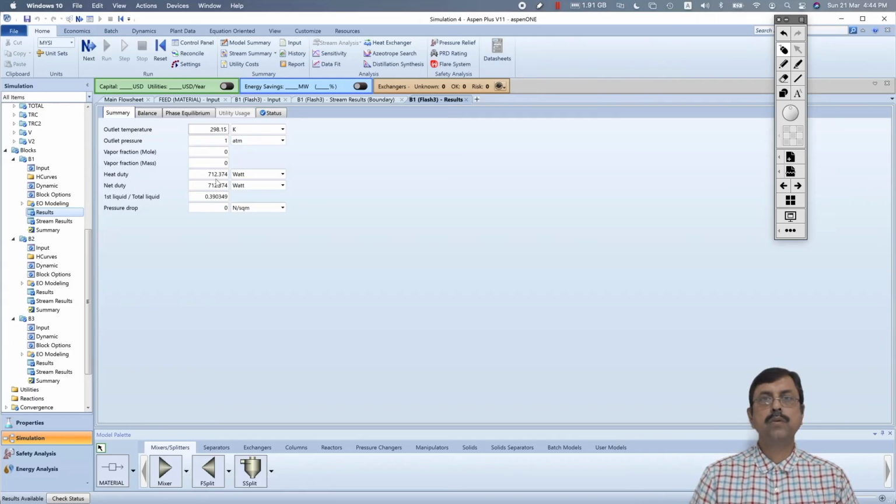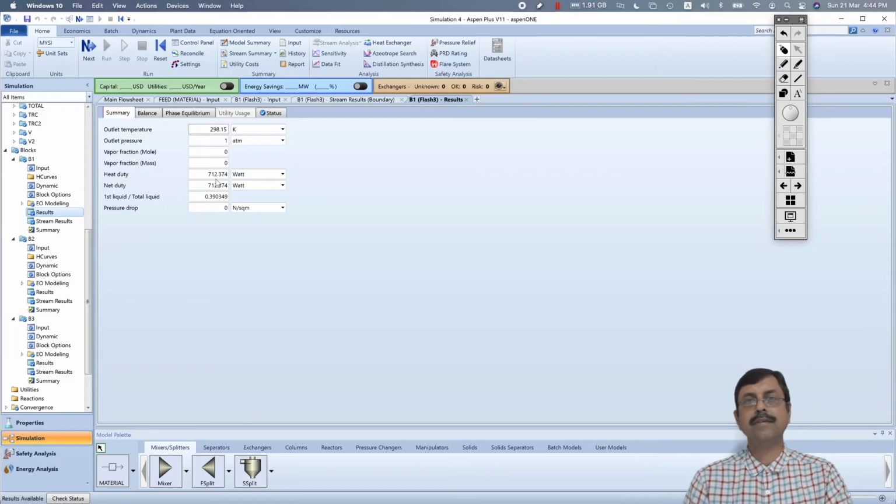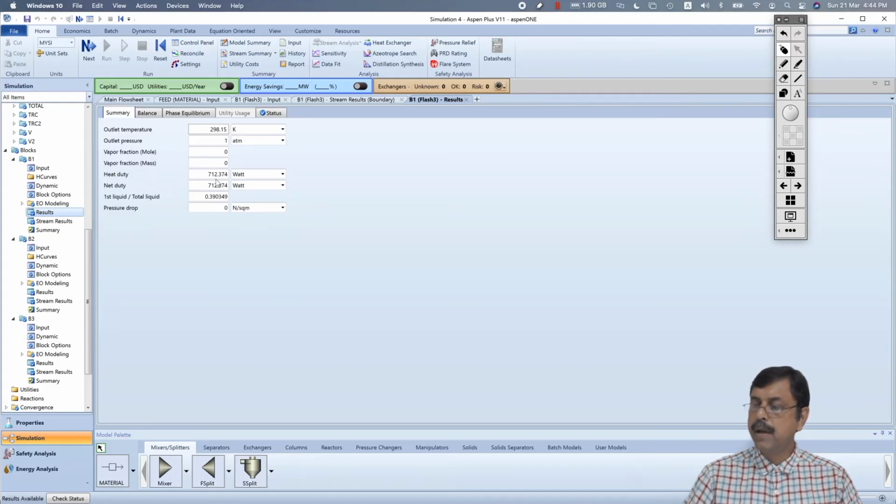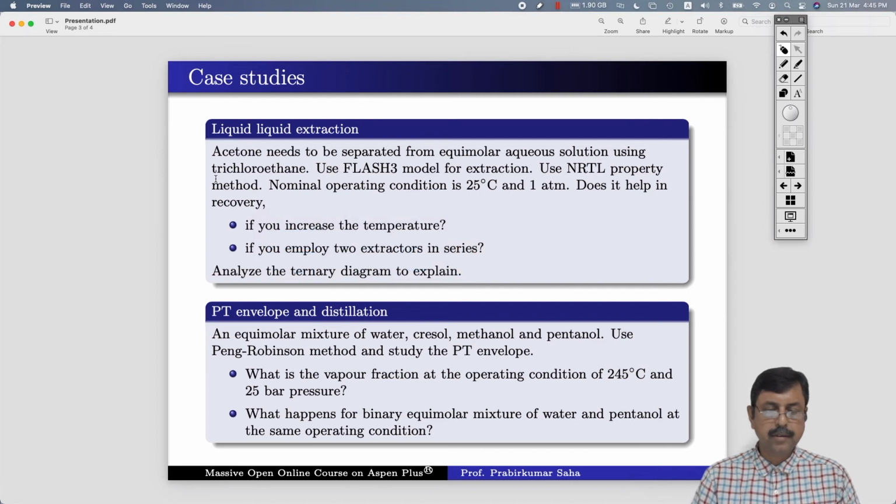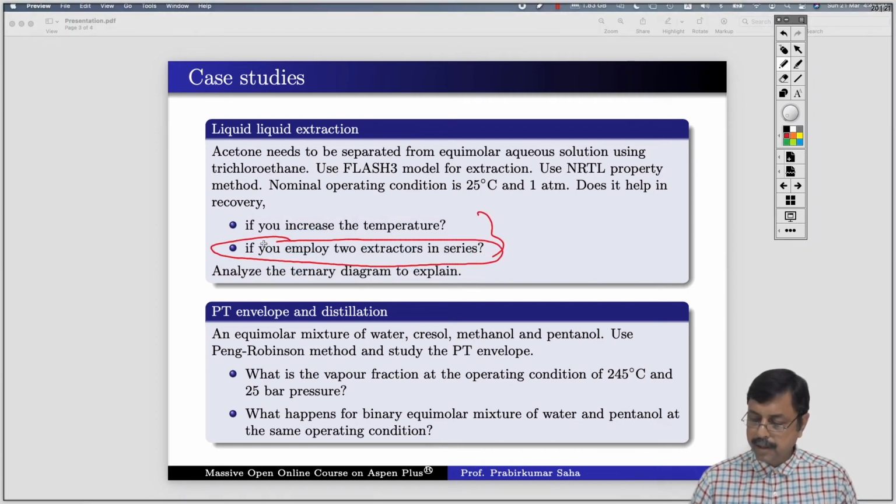By keeping two extractors in series, we are increasing the heat duty by 50%, but we are extending the purity of acetone, or extraction of acetone, from 88% to 96%. Now, obviously, to add an extra unit, you need a capital cost, but your recurring cost, that is heat duty, will be lower. So if you are given two options like this, then obviously this option is better.